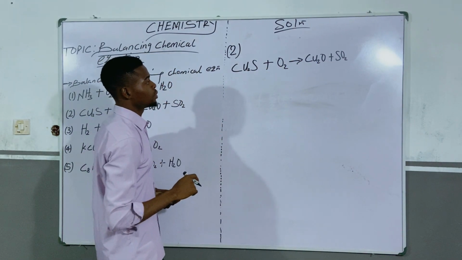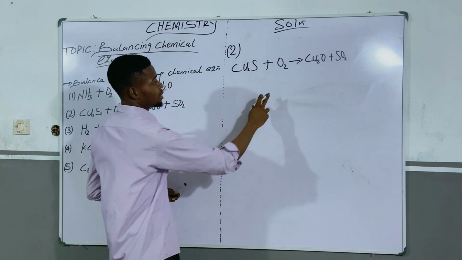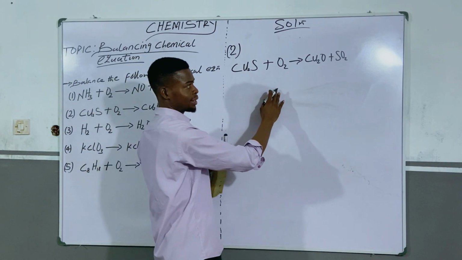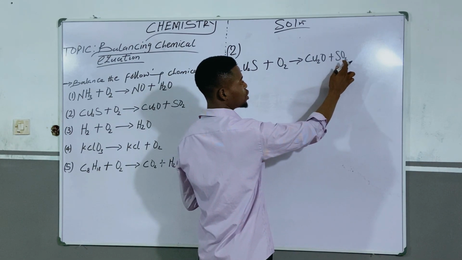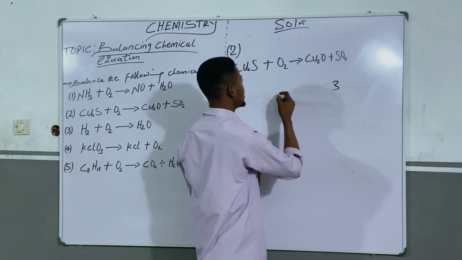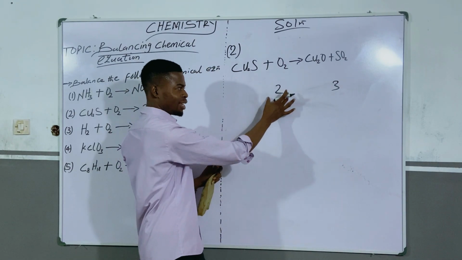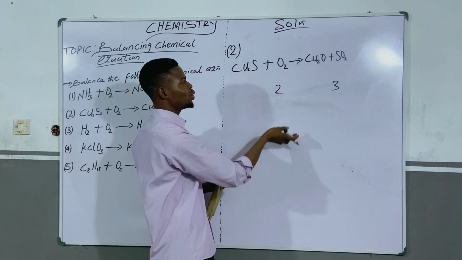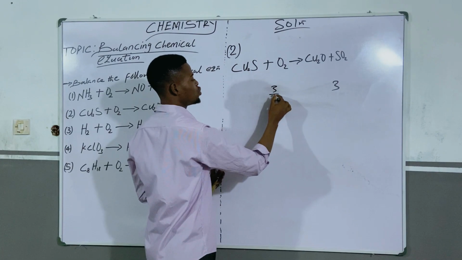Sulfur is balanced. Then let's go to oxygen, we are left with oxygen. We have 2 oxygen here at the reactants. Let's check the products. So we have 1 plus 2, a total of 3 oxygen at the product. So that means we need 3 oxygen here to balance with these 3. So we're going to insert 3/2 here. So we need 3/2.